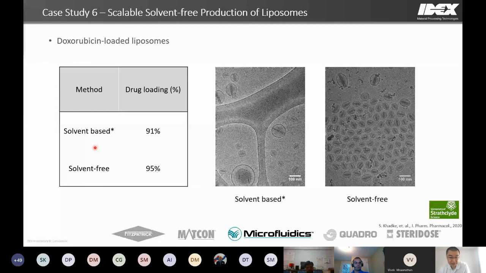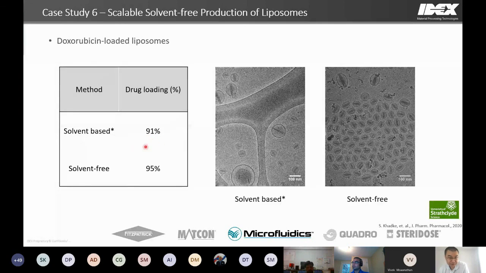So shown here are the results of drug loading efficiency as well as morphology of the liposomes created by both methods. And you can see the solvent-free method not only proved its capability, but also demonstrated it can result in better outcomes. As you can see, the encapsulation efficiency was higher than that achieved by the traditional method. I think part of this reason was also the choice of the preparation method.